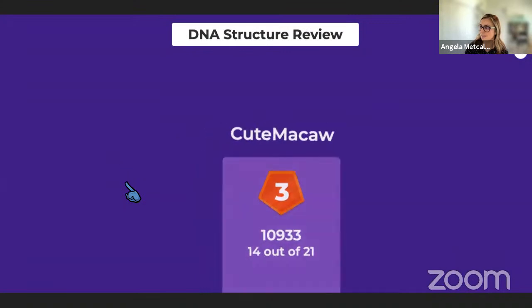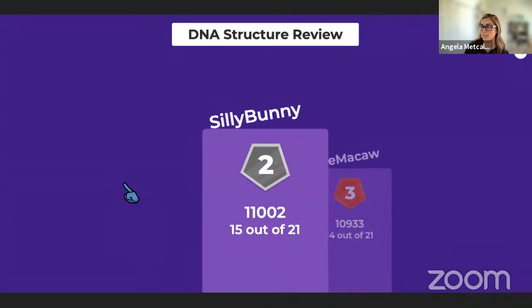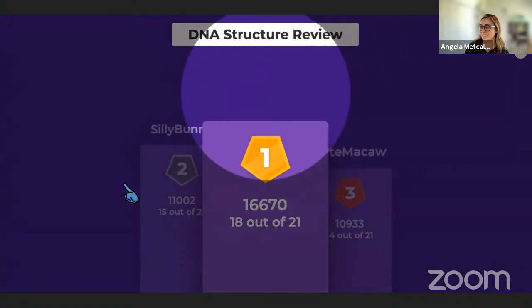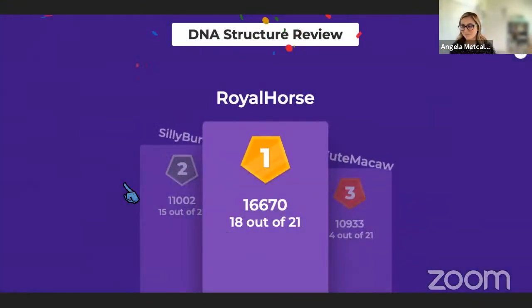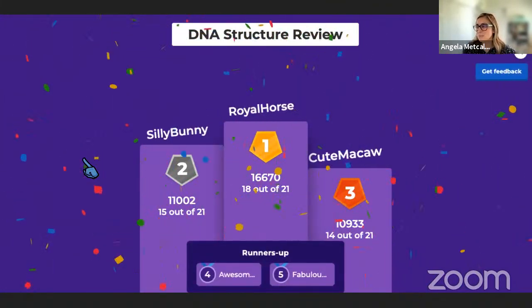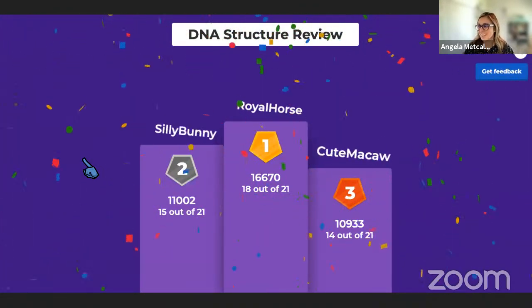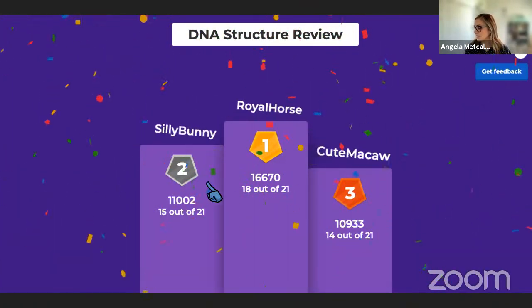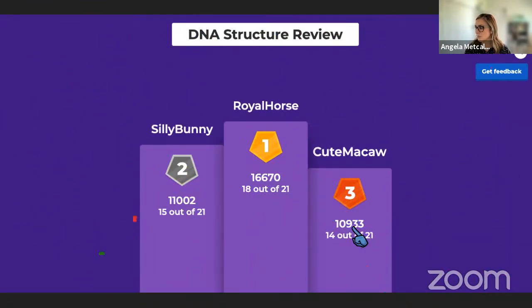Cute macaw. Silly bunny. And then royal horse. These were like the top three, right? Yeah, the first one was definitely up there, but then 2 and 3 were pretty close. It's all about time, right? So how fast you can click the right answer. If you're a fast reader, then it's probably easier for you. And if you have a harder time reading, or maybe you're learning the language, it's going to take you longer, right?